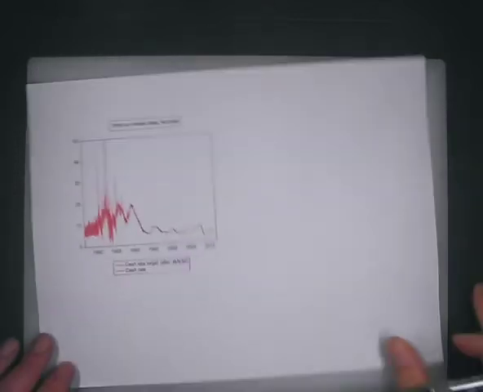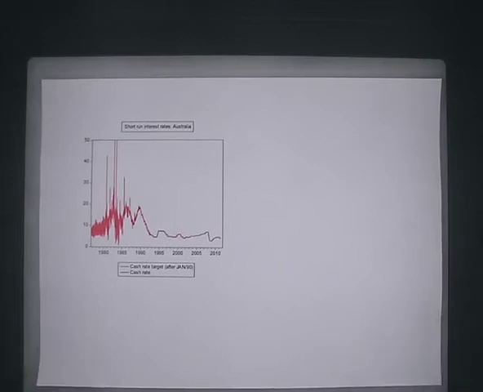Okay, so here's just because it's not in the textbook, the cash rate target and the cash rate.